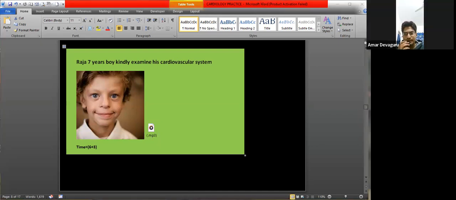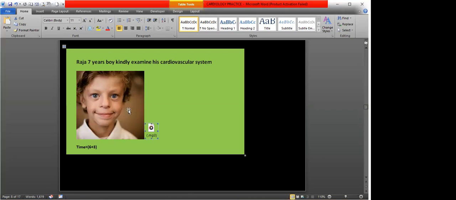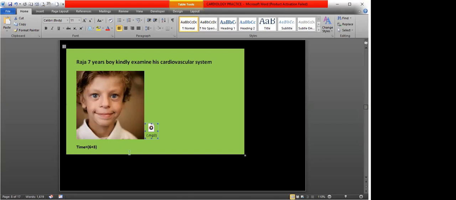Okay. I think it's a similar kind of murmur. I think you got the murmur. Okay. In the back, am I able to see the radiation? Yes, the radiation is there.